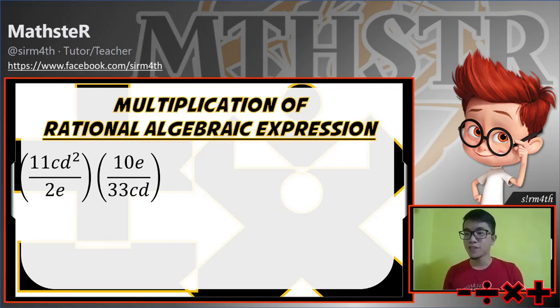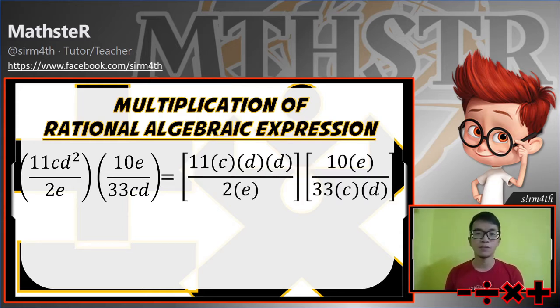Okay, so we have 11cd squared over 2e times the quantity of 10e over 33cd. So bago natin gawin yung multiplication, paghiwa-hiwalayin muna natin yung mga components ng rational algebraic expression na to para mas madalian tayo kapag i-multiply na natin siya. Paano ba yon? Okay?